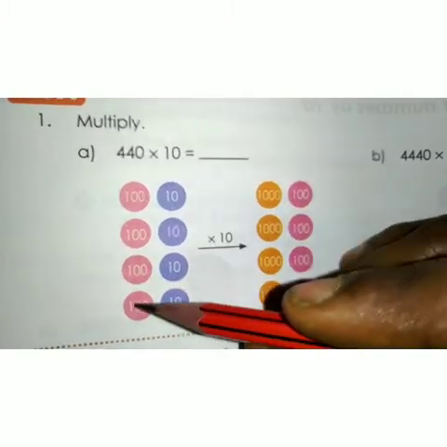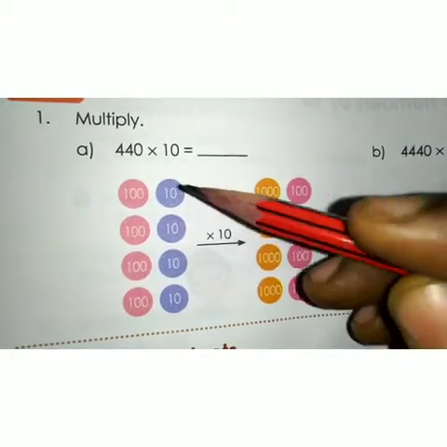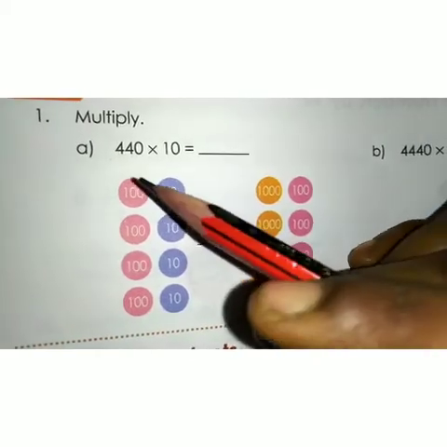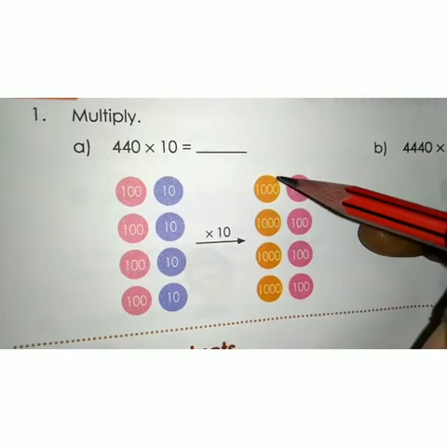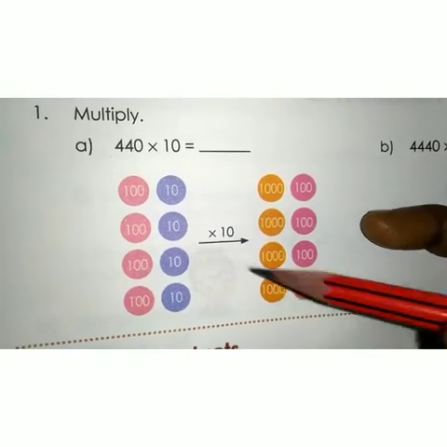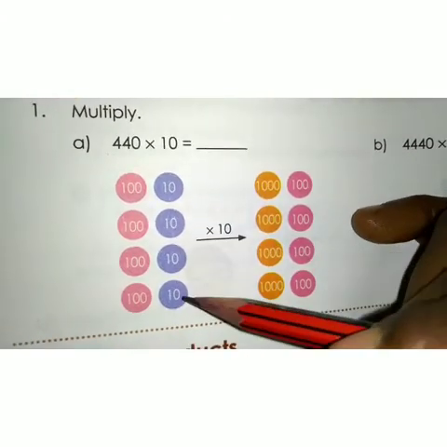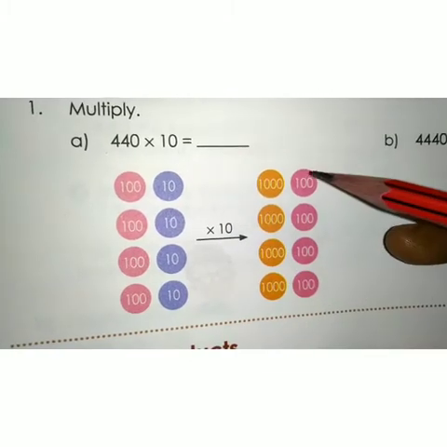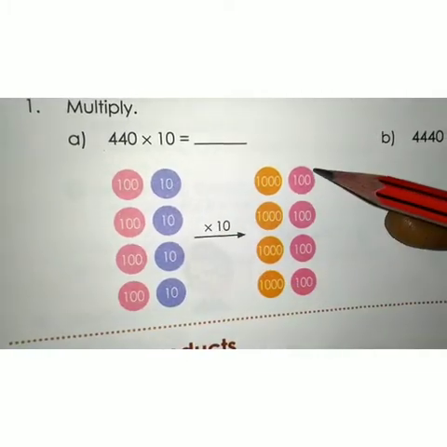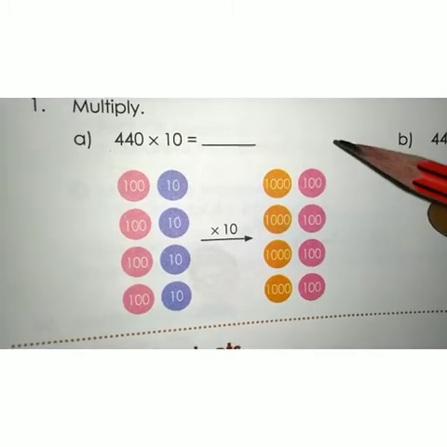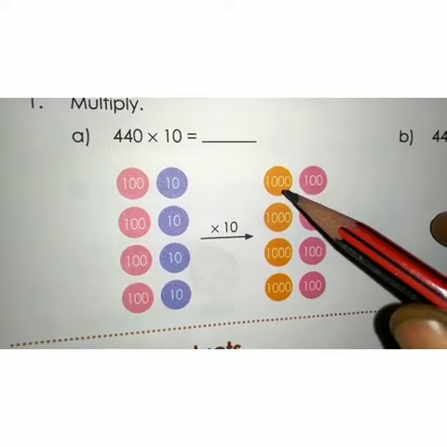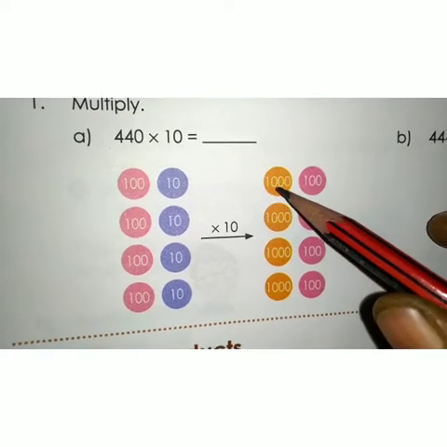Now use hundreds with 10. Use multiplication of hundreds with 10. 100 into 10, 1000. 100 into 10, 1000. So you will get 4 times 1000. Similarly, multiply 4 times 10 with 10. 10 tens are 100. 10 tens are 100. So you will get the answer as 4 times 100. Now you have to add these two values.